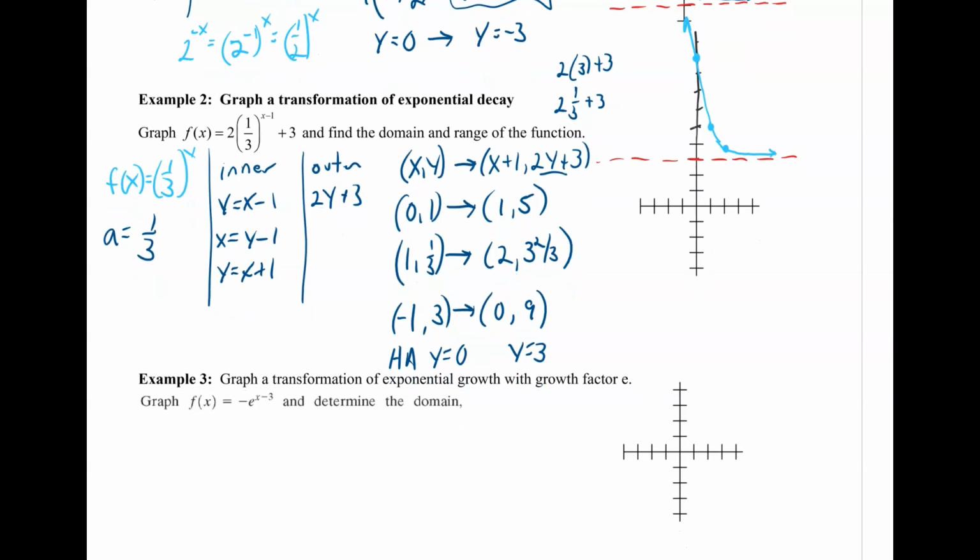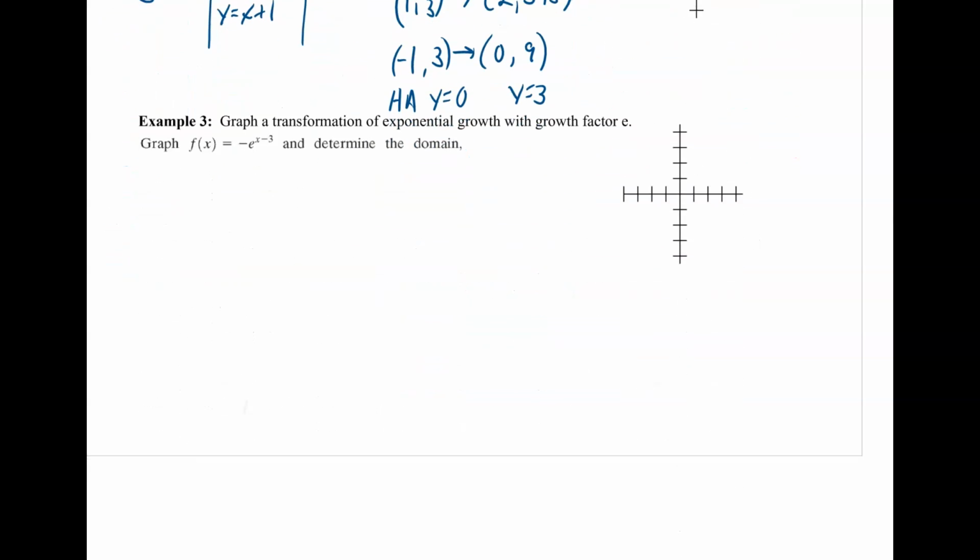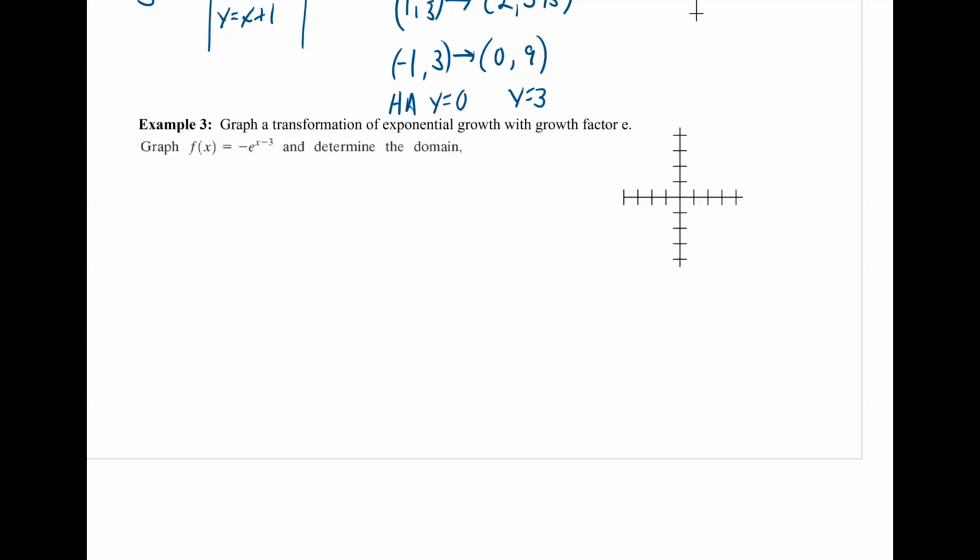All right, let's look at our last example. This one is a natural base of e. So let's start out by observing that. So our parent function, f of x, is e to the x. And that means that the base a is the number e, or approximately 2.7.